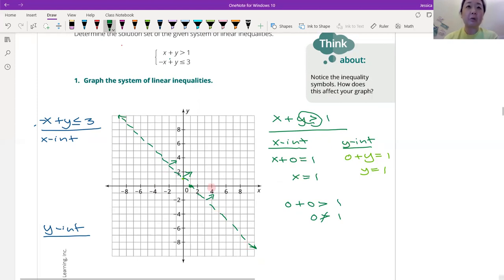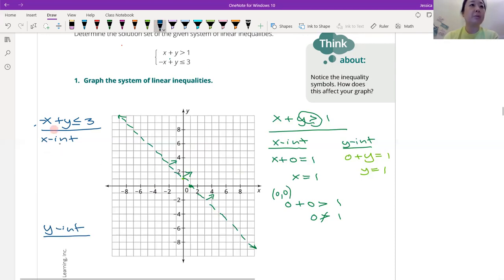And we do know it's going to go up like this because we tried the point 0, 0, right? It's 0, 0, and 0 is definitely not greater than 1. So we're going to be shading, since 0, 0 is on the bottom of this line, we know all of our solutions are going to be on the top.